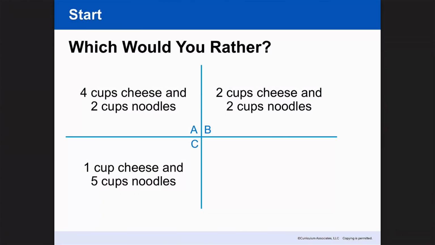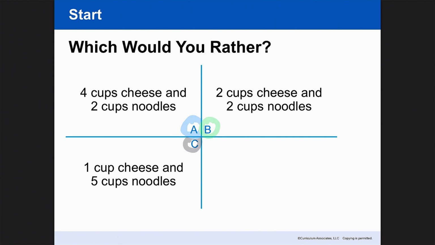So this was just our starter. We're looking at different ratios here. Which type of noodles would you like best? So some of us talked about how we like having a little bit more dry noodles, so this ratio would work for us. We want more noodles and less cheese. Me, as the teacher, I really like A. I like a little bit of noodles and a lot of cheese. So we're just comparing some ratios here. And then some of my friends chose 2 cups of cheese to 2 cups of noodles, to keep things balanced.